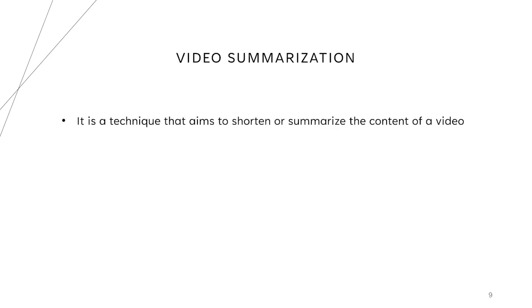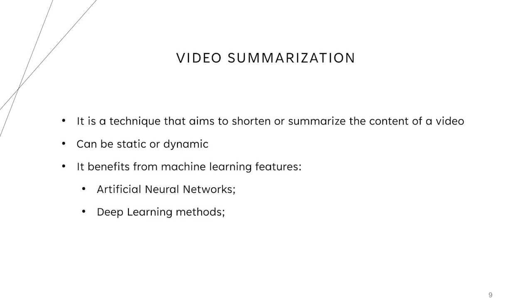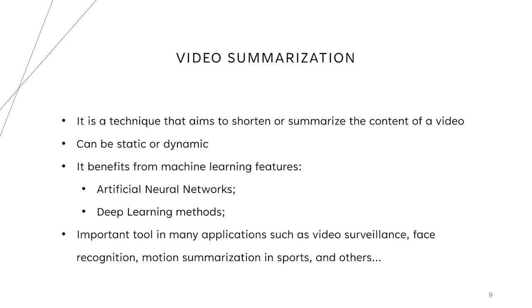So, why video summarization? Well, video summarization is a technique that aims to extract important information from a video. Depending on the objective, it can summarize into a smaller video or just a single picture. It benefits from machine learning features, which means that you can always adjust your algorithm to match your desired features. Nowadays, many applications use video summarization as a method to extract important information from a large amount of data.